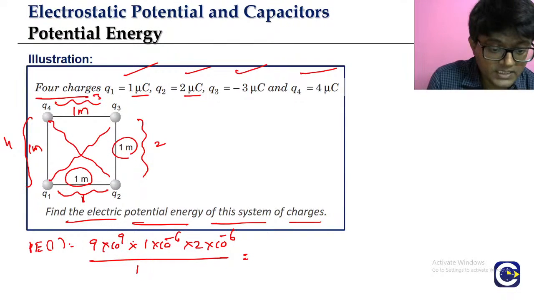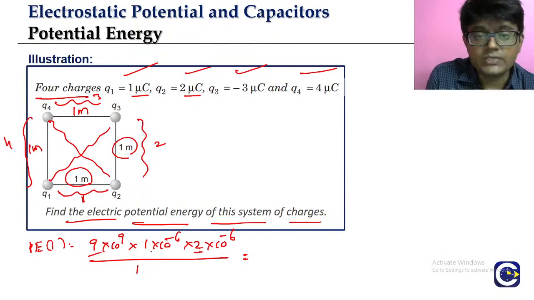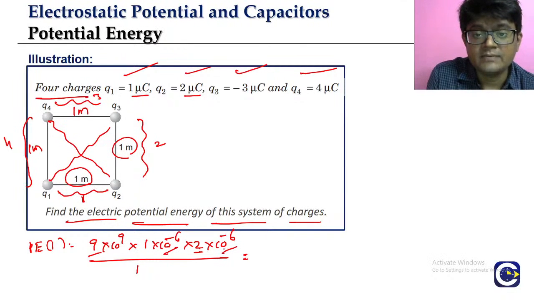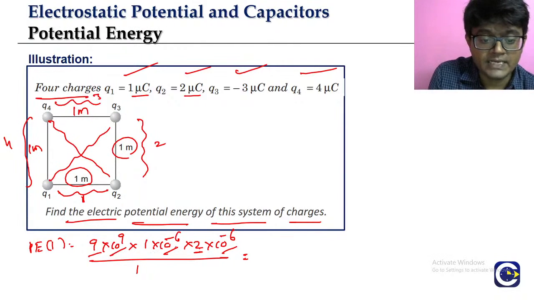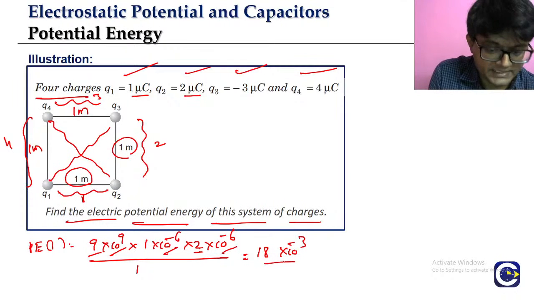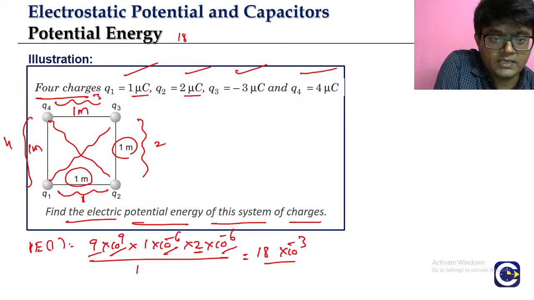Which is what? இங்க பாருங்க 9 2s are what? 9 2s are 18, and this is 10 power minus 6 and 10 power minus 6, 10 power minus 12. 10 power minus 12 into 10 power 9, 10 power minus 3, which is what? 18 into 10 power minus 3. That is the potential energy of pair 1. அப்படியே நம்ம மேல எழுதலாம் 18 into 10 power minus 3.